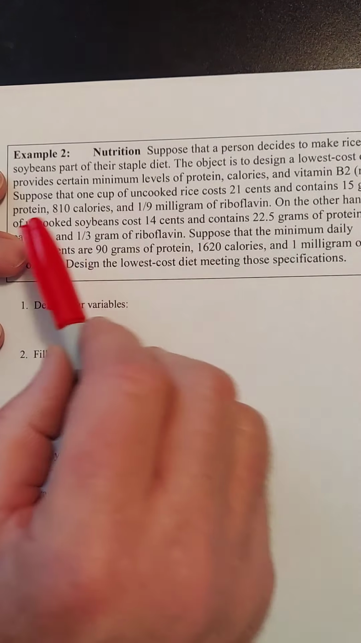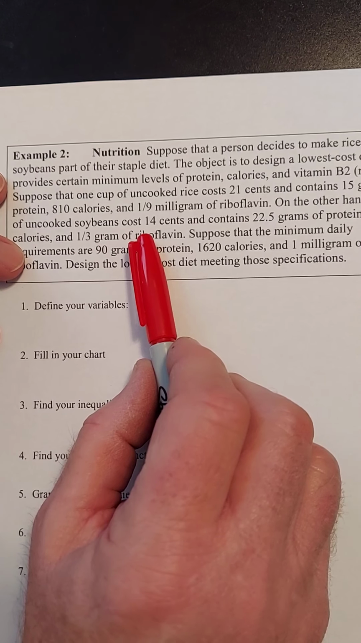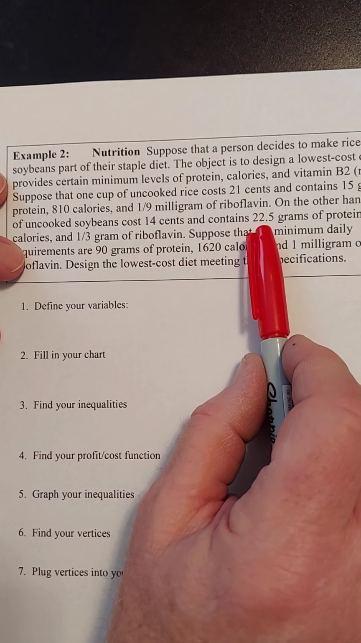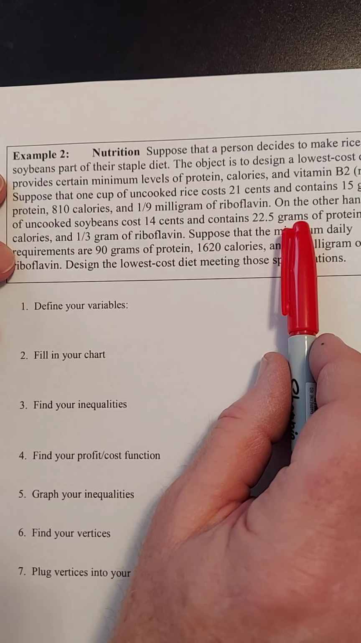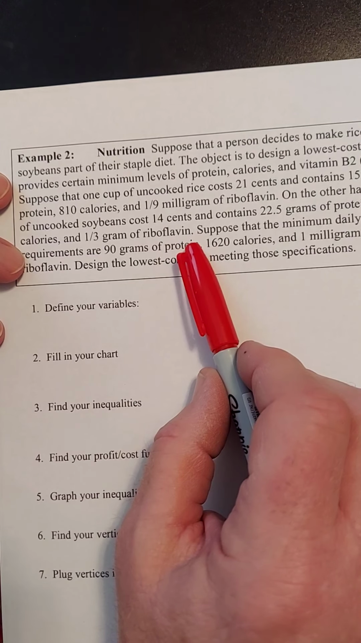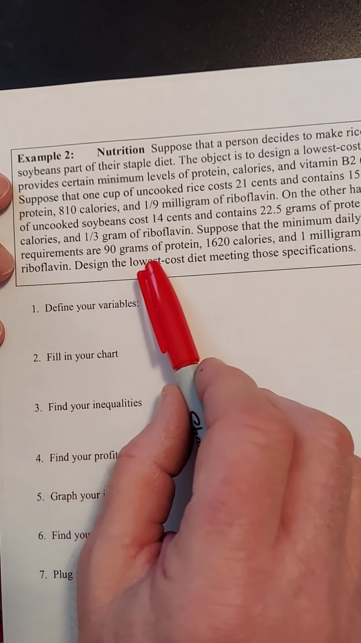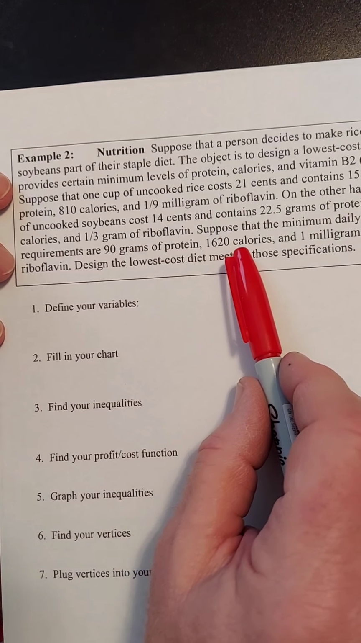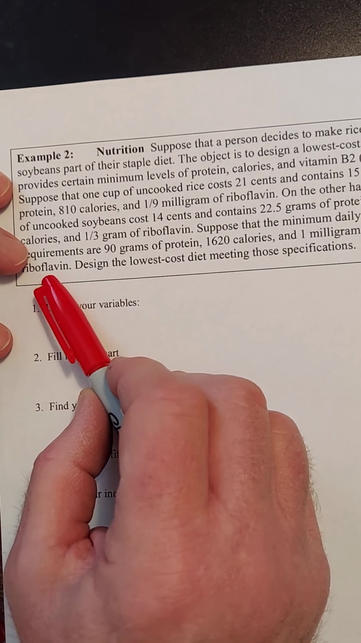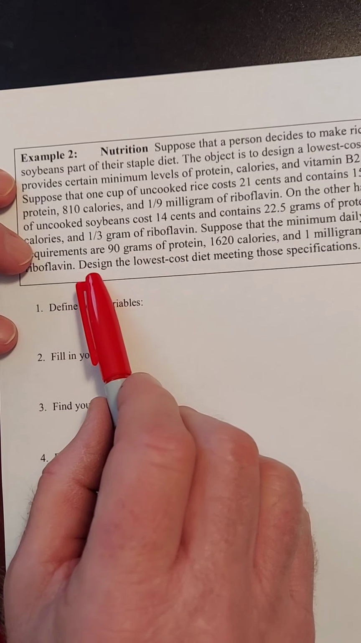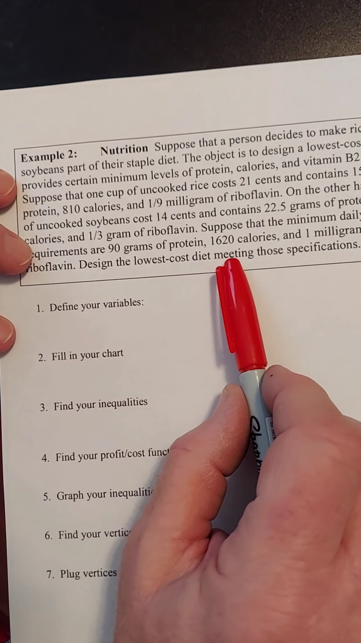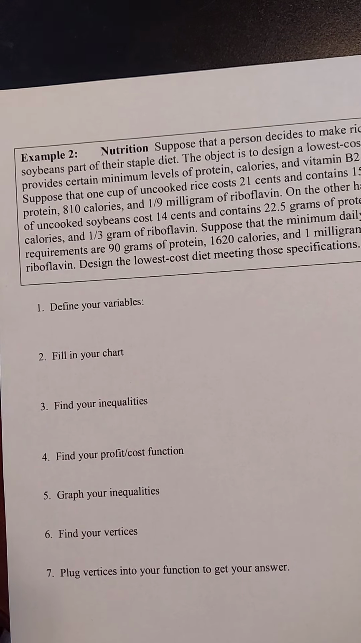On the other hand, 1 cup of uncooked soybeans costs 14 cents and contains 22.5 grams of protein, 270 calories, and 1/3 gram of riboflavin. Suppose that the minimum daily requirements are 90 grams of protein, 1,620 calories, and 1 milligram of riboflavin. Okay, so he gave us all the information. Now this is what we're supposed to do. We want to design the lowest cost diet meeting those specifications. In other words, we want to minimize our cost.